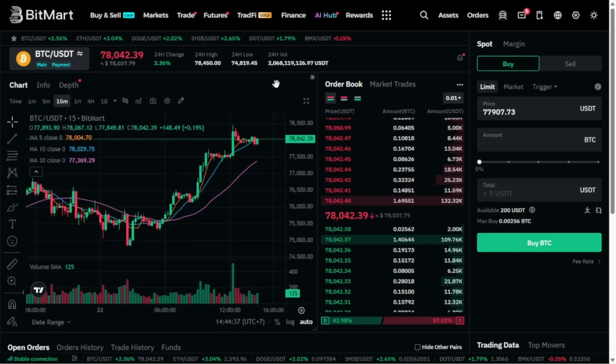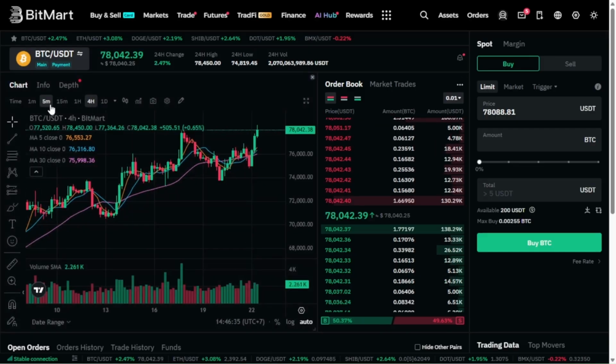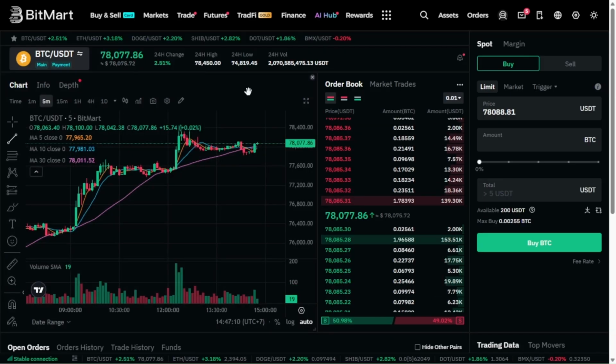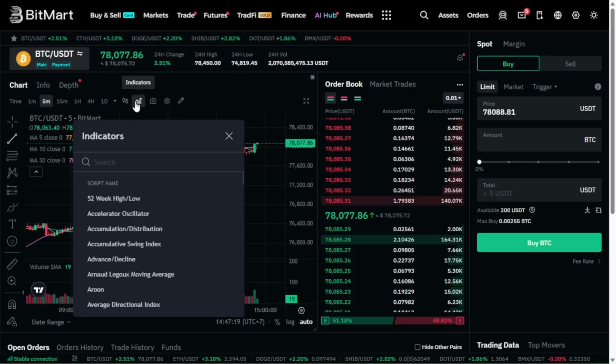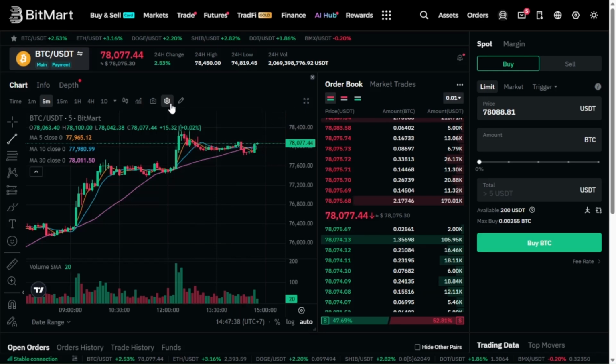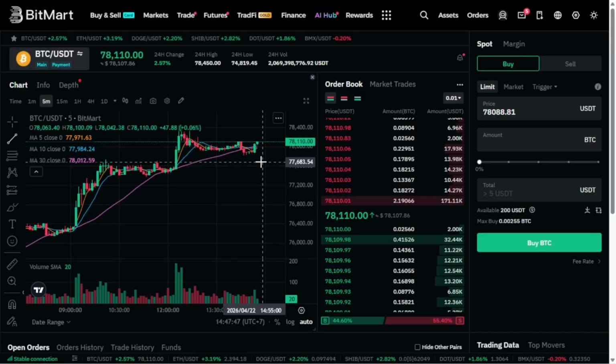In the middle here, we do have the TradingView chart. Most centralized exchanges do have TradingView software built in. The chart is where you can see how price is moving in real time. You can change the time frame to view different time horizons on the chart. You can use drawing tools to mark key levels and add indicators to help analyze the markets. You can also adjust the chart settings to customize how everything looks. Most traders use the chart to spot trends and find better entry and exit points.